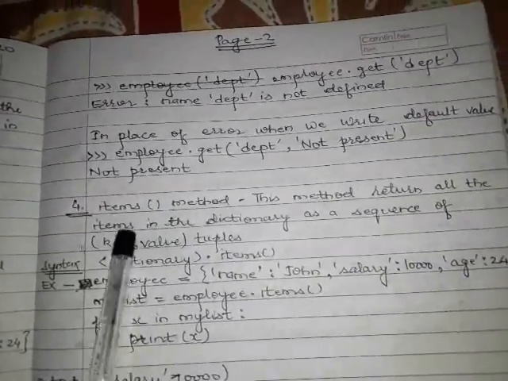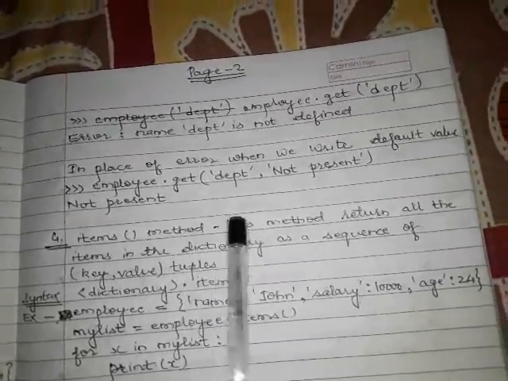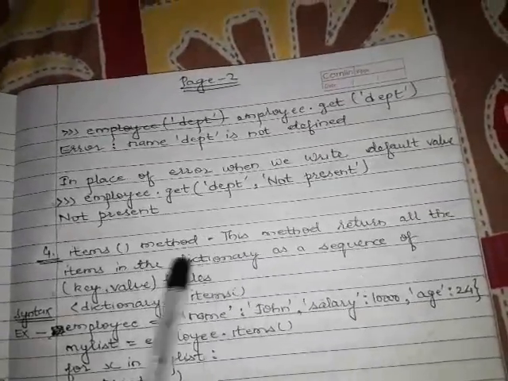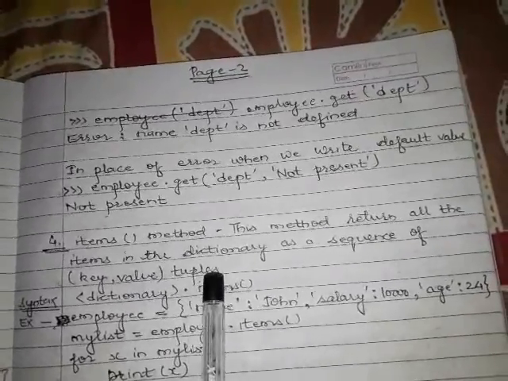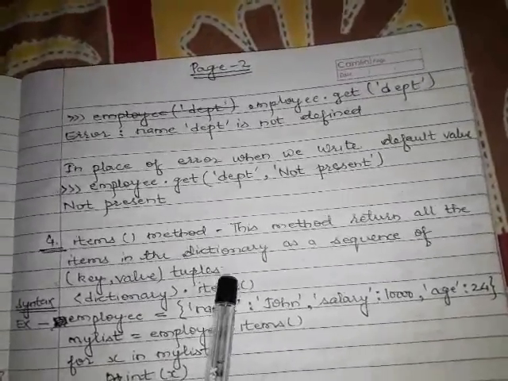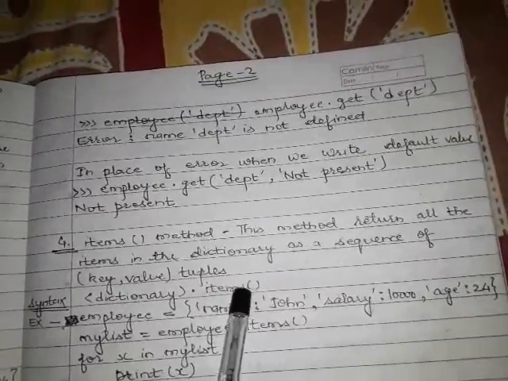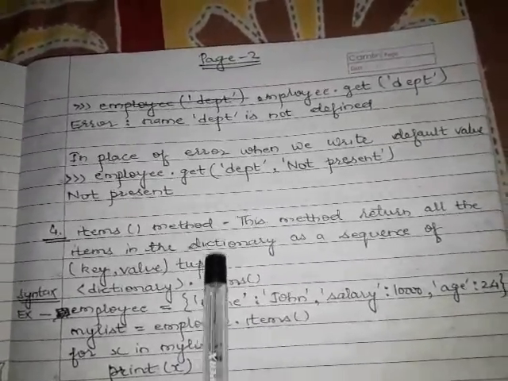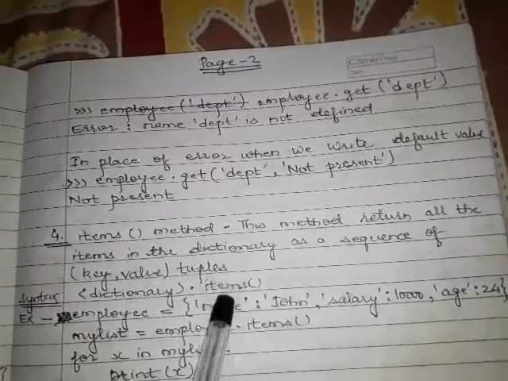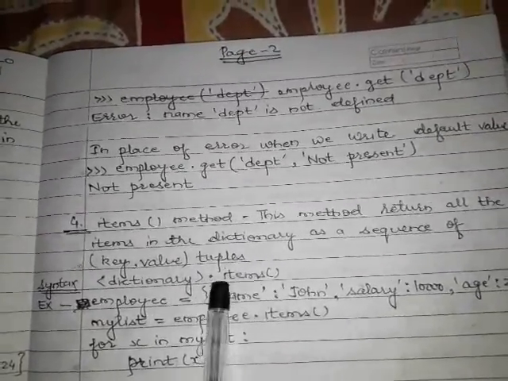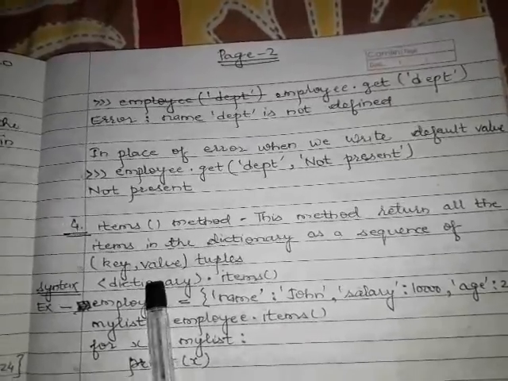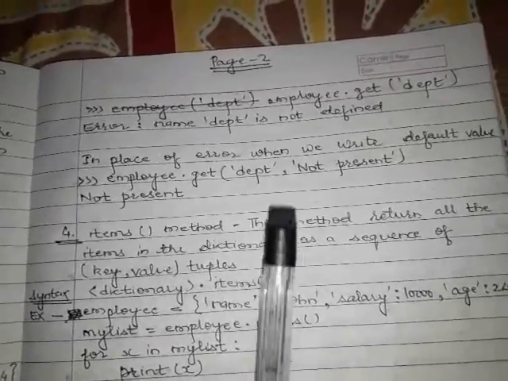Our fourth method is items method. This method returns all the items in the dictionary as a sequence of key value tuples. Tuples are also like list, but they are immutable and lists are mutable. So let's look how the tuples are displayed. Syntax is dictionary dot items. The name of the dictionary dot items. It will display all the items.